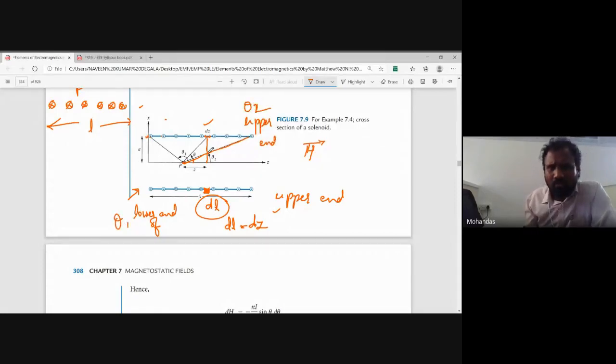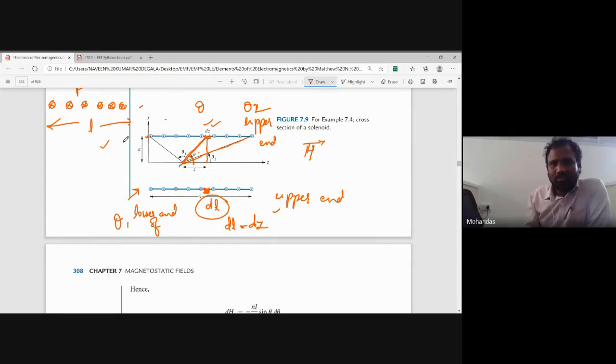Now, one more angle: as we have taken this differential length dz, if you draw a line from here to here, with respect to this field point, from this dz, it is making an angle called theta. So theta is the angle made by this field point with respect to dz. This is about a solenoid diagram.